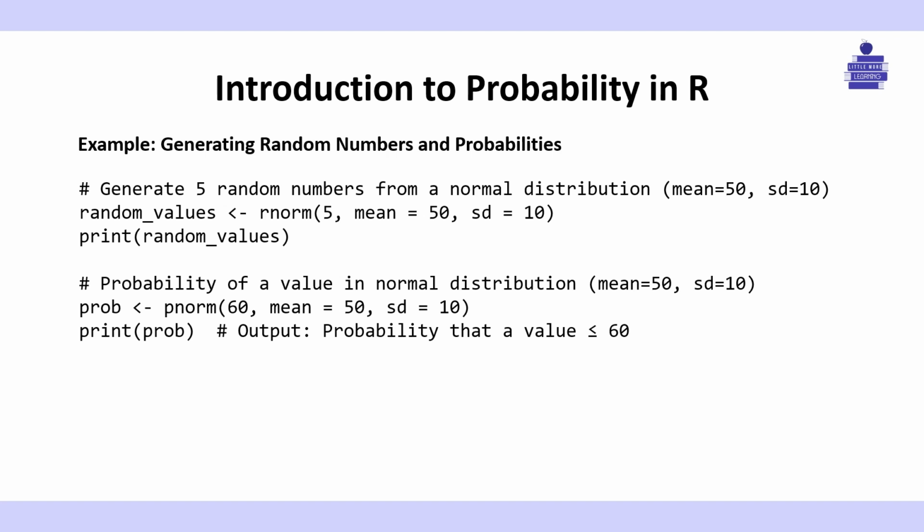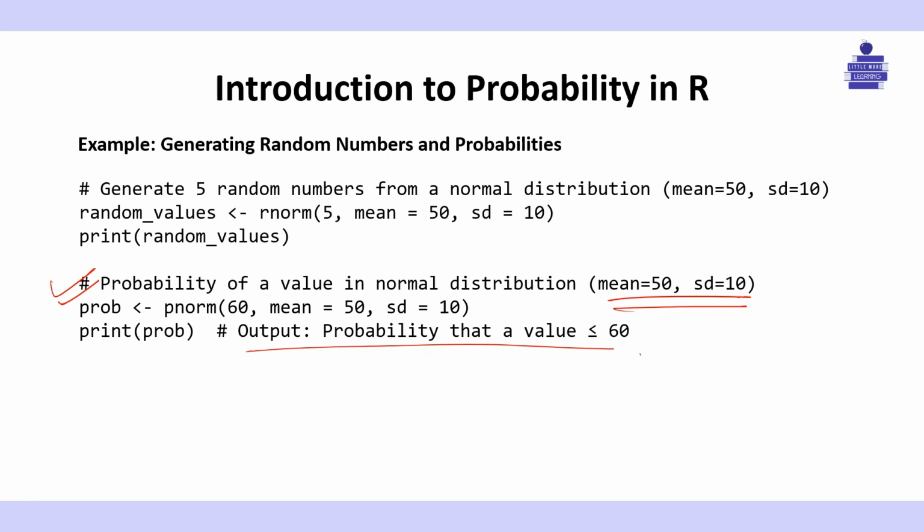So next is probability. Probability is essential for statistical analysis, especially for inferential statistics. So R provides several probability functions. The first one is the random function, where we are generating 5 random numbers from a normal distribution where the mean is 50 and standard deviation is 10. And the next one is the probability value in normal distribution, where the same constraints apply. The output of this will be the probability that a value is less than or equal to 60.